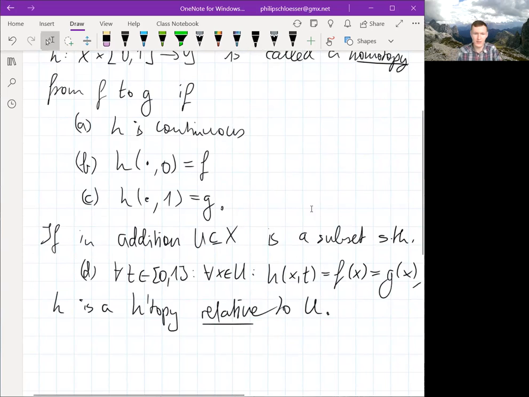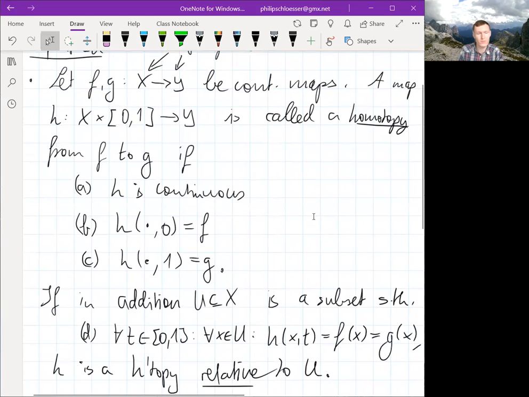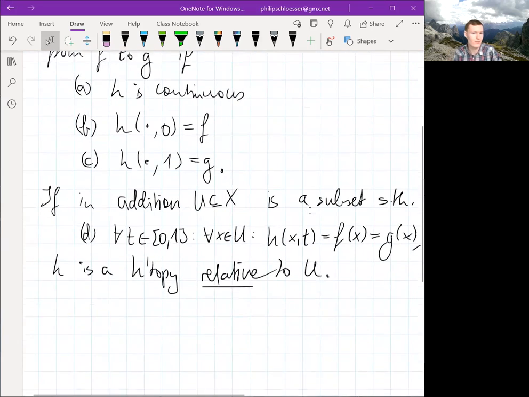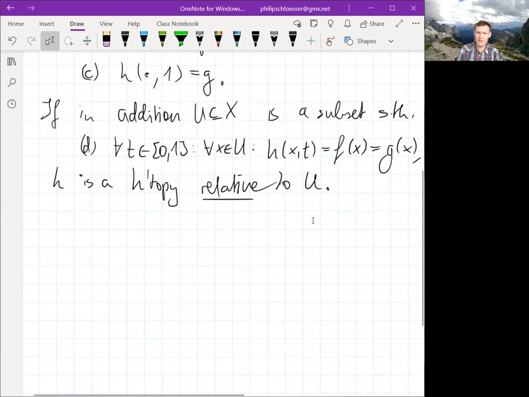For example, something that occurs very often is if X is also the unit interval, then you're looking at curves, and you usually want to have those curves be homotopic relative to their endpoints. But we will also see this a bit later on.